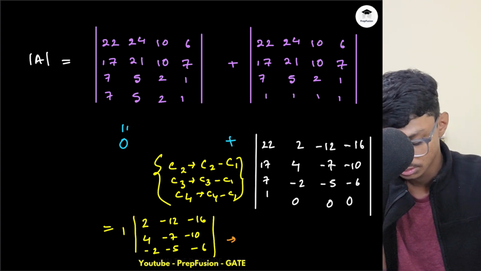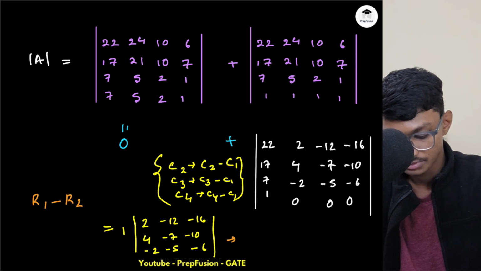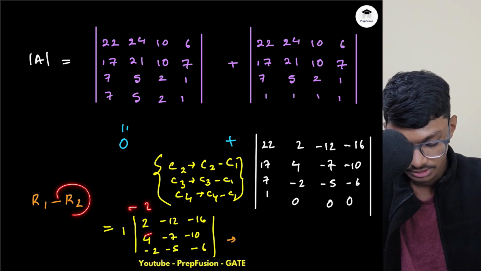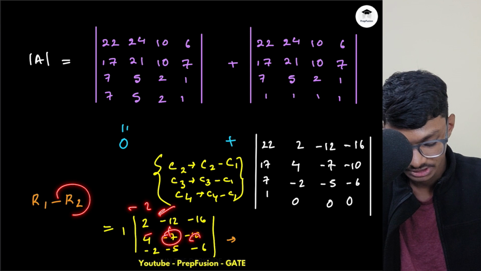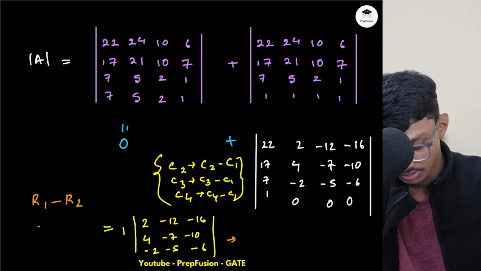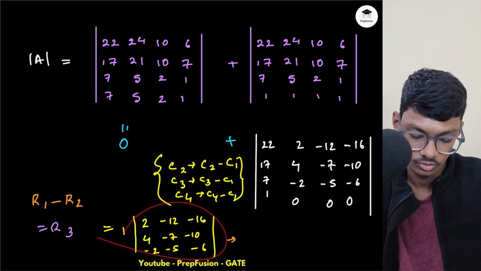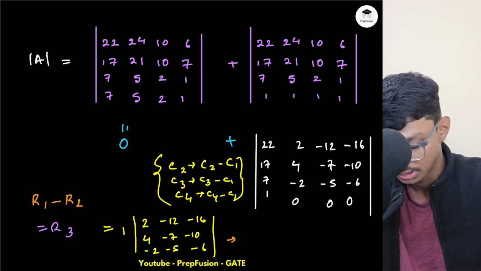You subtract row 1 from row 2. So if you subtract row 1 from row 2, then this will be minus 2, then minus 5, and then minus 6. So basically this is equal to row 3 itself. So row 3 is a linear combination of the others, and all the rows are linearly dependent.